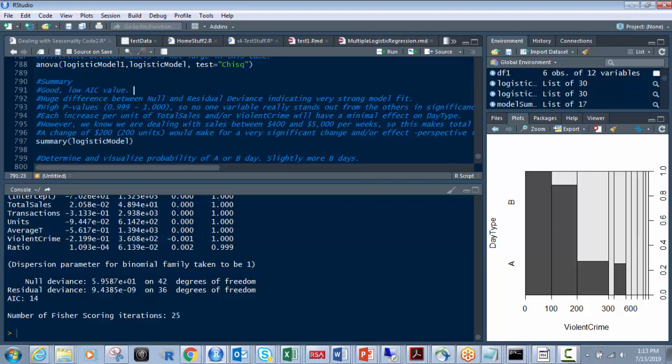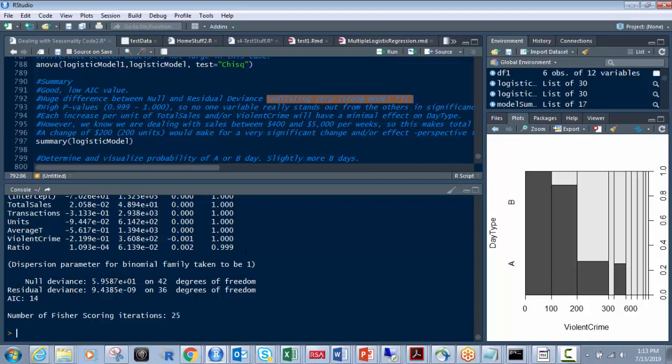Next, we're going to look at the null and residual difference, or deviance. Right here is your null, and here's your residual. These are the 2 values. What you want to see is a difference between this number, which is the null value, and this number. The larger the difference between the 2, the stronger your model fit. The closer they are, the weaker your model fit. In this case, you have a negative 0.9 and a plus 0.1 here. That means you have a tremendously huge difference between these 2, so that indicates a very strong model fit.